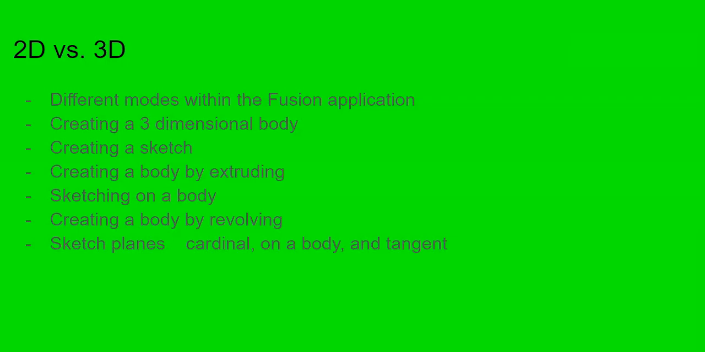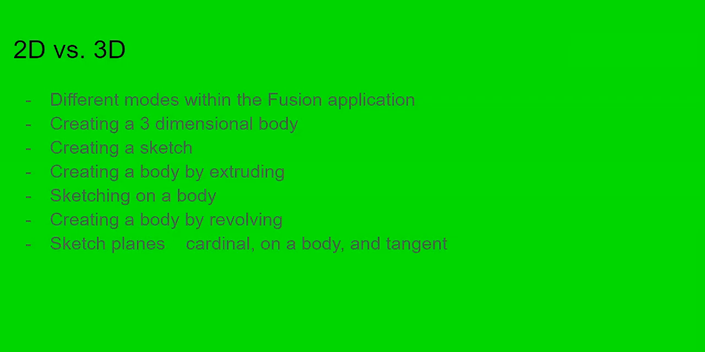We're also going to talk about creating a three-dimensional body. We're going to talk about creating a sketch, creating a body by extruding, talking about sketching on a body, creating a body by revolving, and then we'll talk about some different types of sketch planes. And the three different types are cardinal plane, a plane on a body, and a tangent plane.